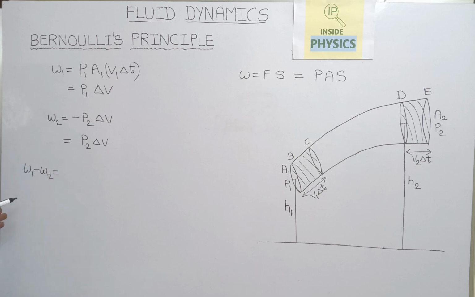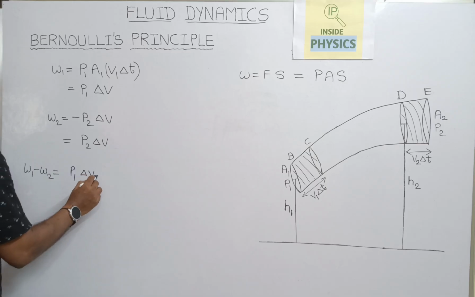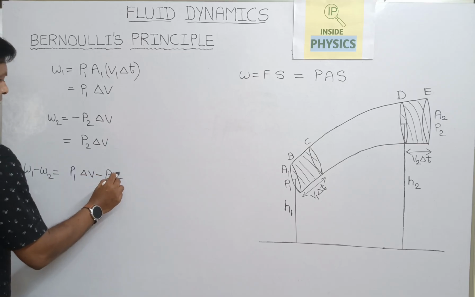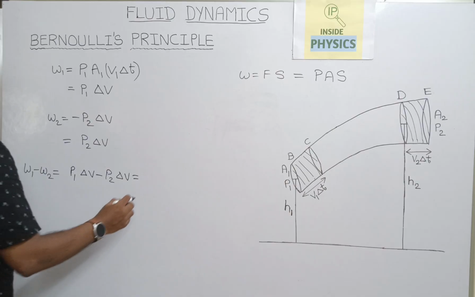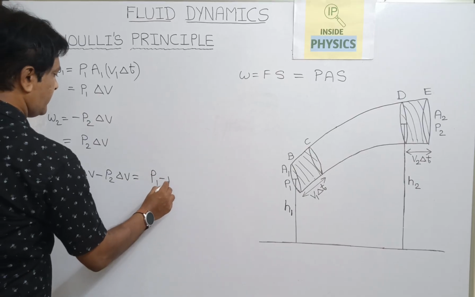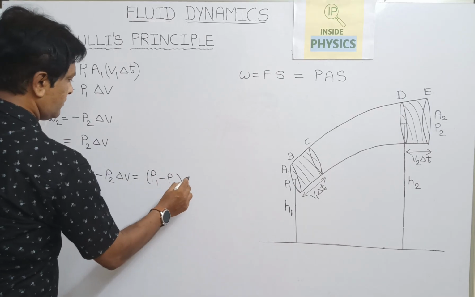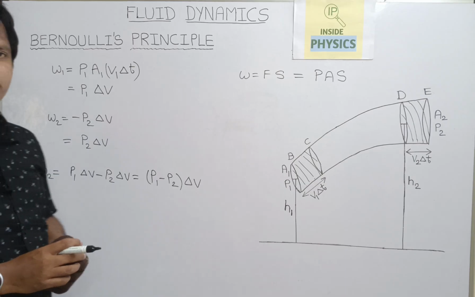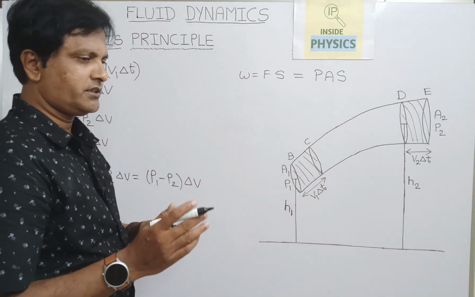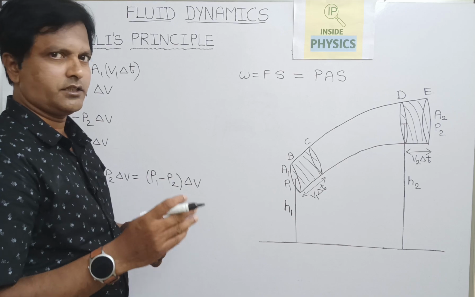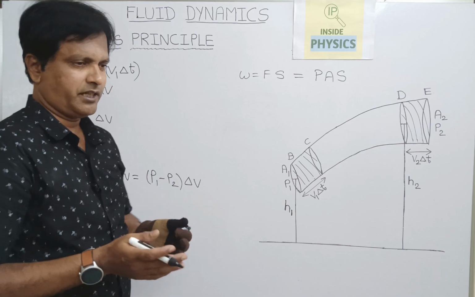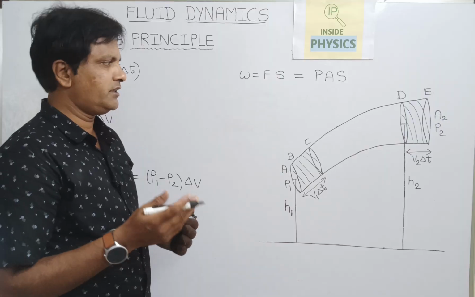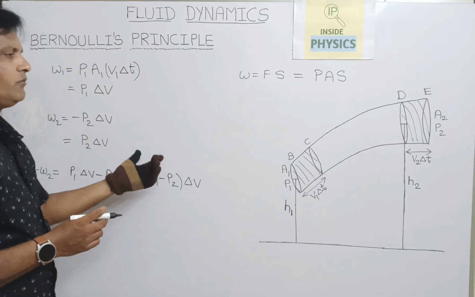So the total work done on the liquid from these two relations can be written as P1 delta V minus P2 delta V. So this can be written as P1 minus P2 into delta V. So this is the work done. We know from the work energy theorem that the work done is nothing but the change in kinetic energy or change in potential energy. Sometimes both changes in kinetic energy and potential energy are equivalent to the work done.